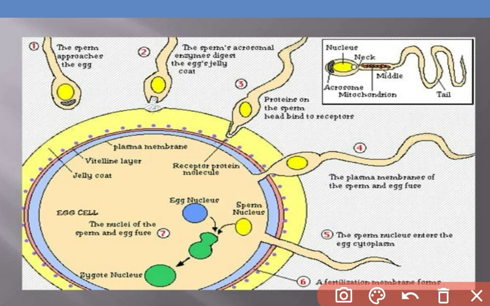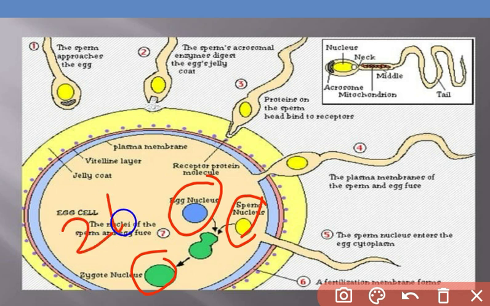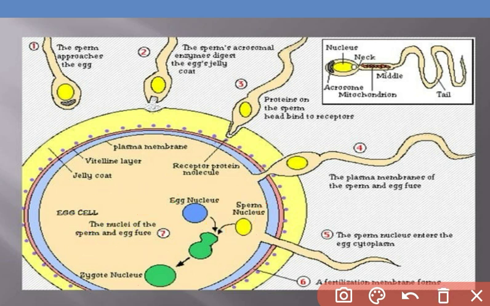Here it acts as a pronucleus. Already there is an egg pronucleus which is in blue color, and these two nuclei, the female pronucleus and male pronucleus, get fused and form a zygote which is diploid in nature, and the zygote becomes an embryo.